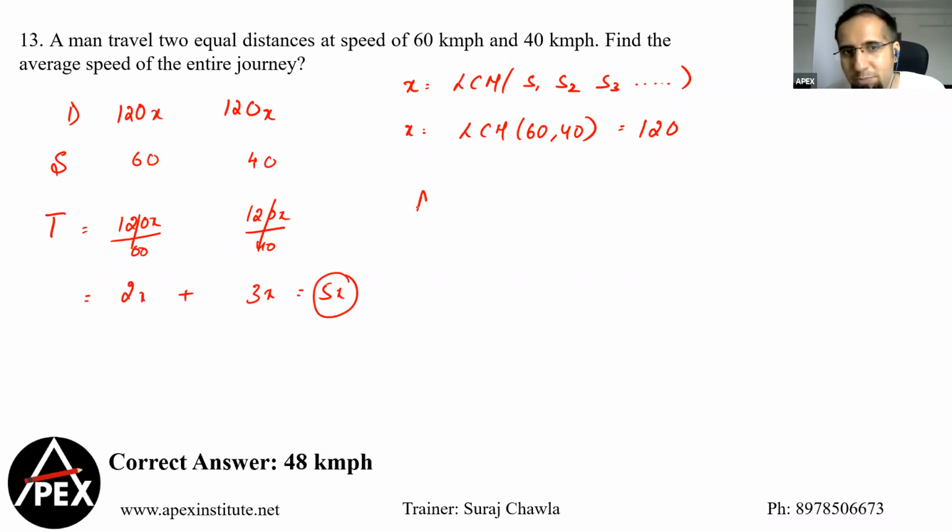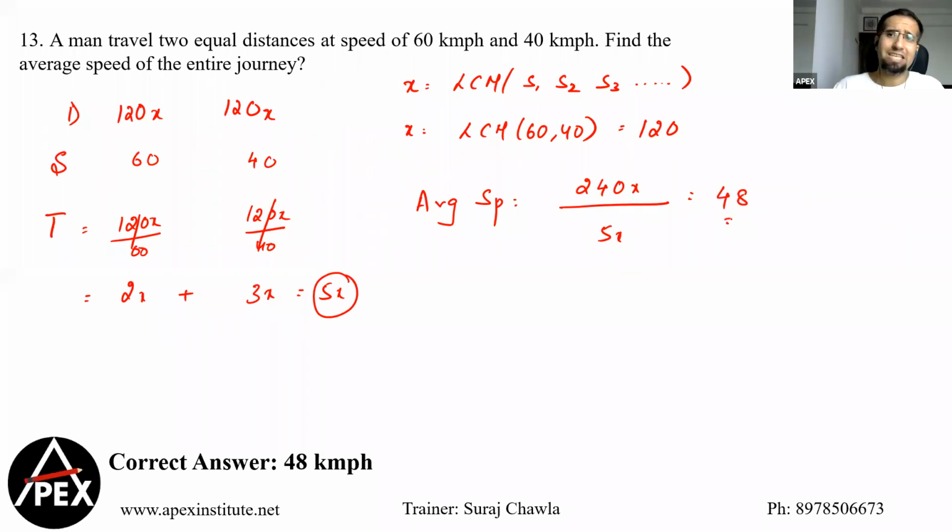Now let's calculate average speed, guys. This becomes a very easy method of solving. The average speed is equal to total distance, 240x, divided by total time, 5x. And as most of you have given the answer, it is 48 kilometers an hour. So this is how we solve equal distances. This method helps you solve if you are given 3 equal distances or 4 equal distances and so on.